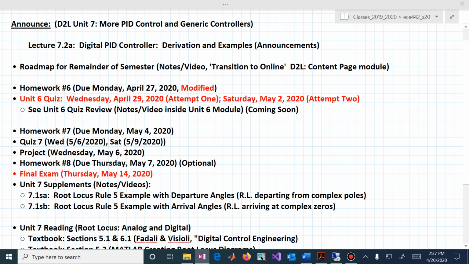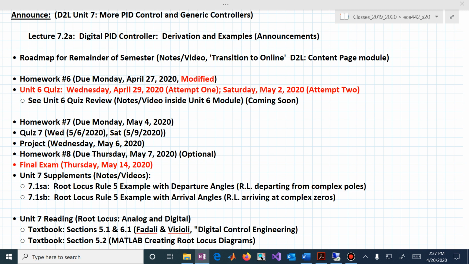Don't forget about the roadmap for the rest of the semester, and in particular Homework 6 is due in a little bit over, well, in a week. It's due on Monday the 27th. The Unit 6 quiz will occur after that on Wednesday, and the second attempt on Saturday.